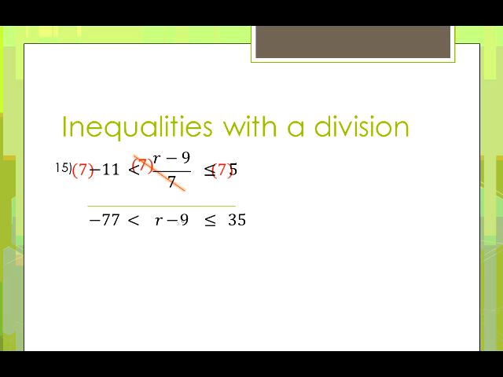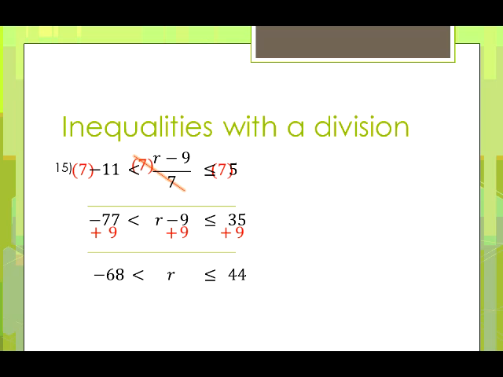One more step here. This says subtract 9. Remember, the opposite of subtraction is addition. So we change that to a plus. Add it to all three parts. And again, rewrite. So we'll do negative 77 plus 9 on the left. We'll do 35 plus 9 on the right. Gives you negative 68 less than r less than or equal to 44.